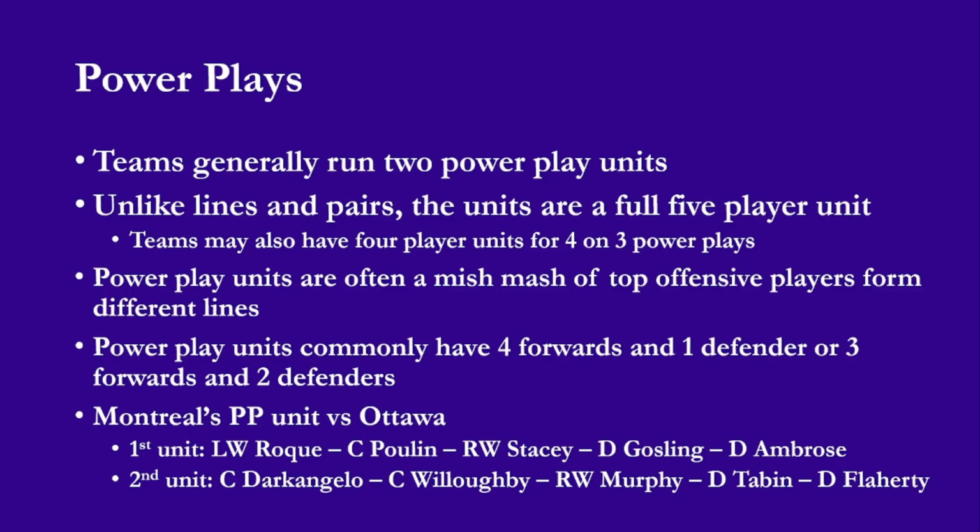The second unit in this example also used 2 centers, Darkangelo and Willoughby, along with the right winger Murphy. They also use their top defensive pair of Tabin and Flaherty. A lot of times the second unit will be on the ice when the penalty expires, so teams will have two defenders on that unit, so they're better set up when the game returns to even or full strength.